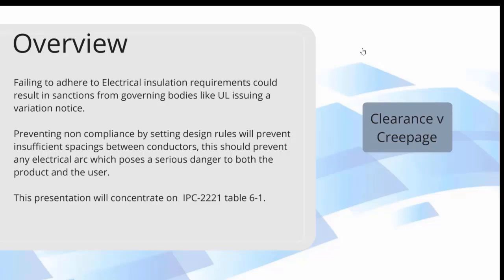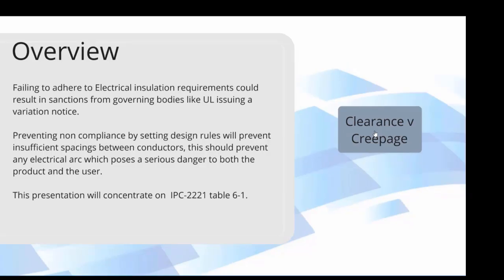Failing to adhere to electrical installation requirements could result in sanctions from governing bodies like UL issuing a variation notice. Preventing non-compliance by setting design rules will prevent insufficient spacing between conductors. This should prevent any electrical arc, which poses a serious danger to the product and the user. This presentation will concentrate on IPC 2221 Table 6-1.